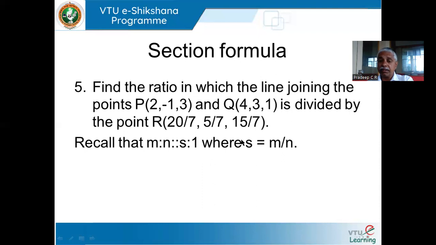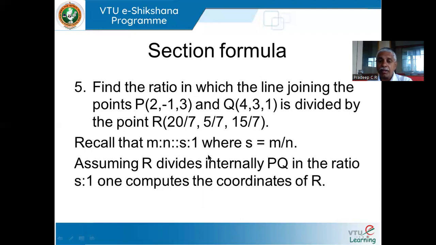So that is why I will transform this problem from M is to N to S is to 1, where S is M by N. So let's assume R, that is this point, divides PQ in the ratio S is to 1. If I compute S, then I know M by N, then I know M and N. That is what the whole idea is. So assuming R divides PQ internally in the ratio S is to 1, which is the same as M is to N, one computes the coordinates of R.